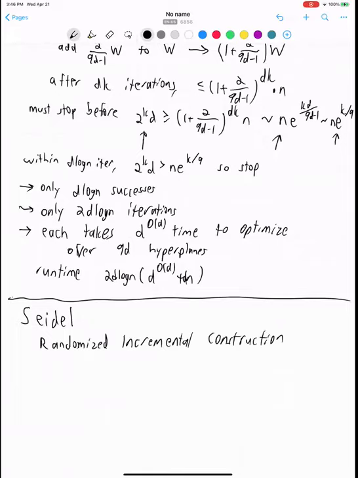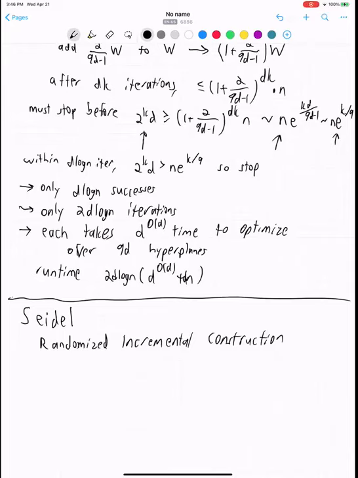That is, you have your collection of hyperplanes, and you just add one at a time and update the optimum each time. And after you've added all n of them, you'll have the optimum. So all you need to do is update the optimum each time and understand what the expected behavior is in this randomized incremental construction.